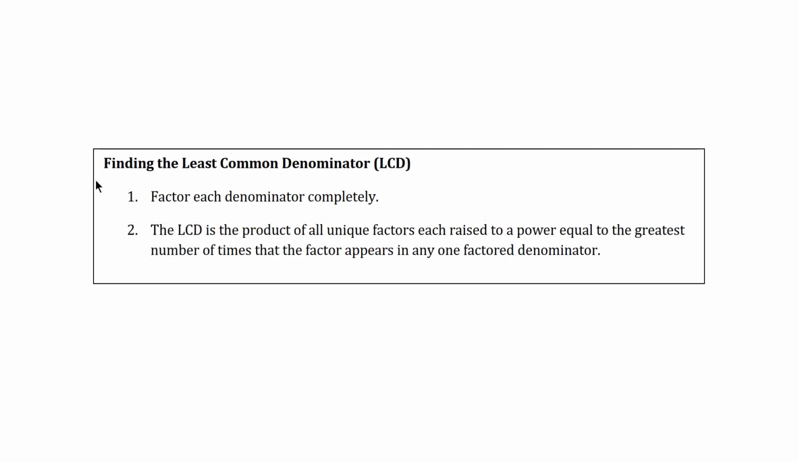Next, we're going to go over finding the least common denominator, or LCD. Step number 1, factor each denominator completely. Step number 2, the LCD is the product of all unique factors, each raised to a power equal to the greatest number of times that the factor appears in any one denominator.